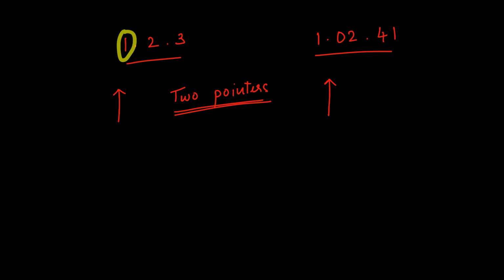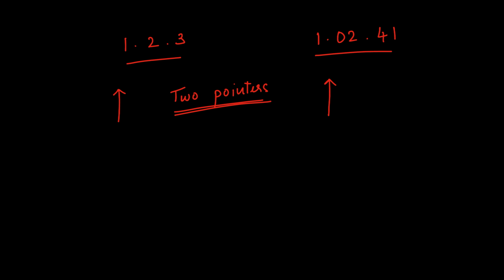If the leftmost revision is equal between the two versions, only then we'll move towards the right hand side and compare its corresponding values. But if one of the values is greater than the other one, then we do not need to move towards the right and we can immediately return an output.